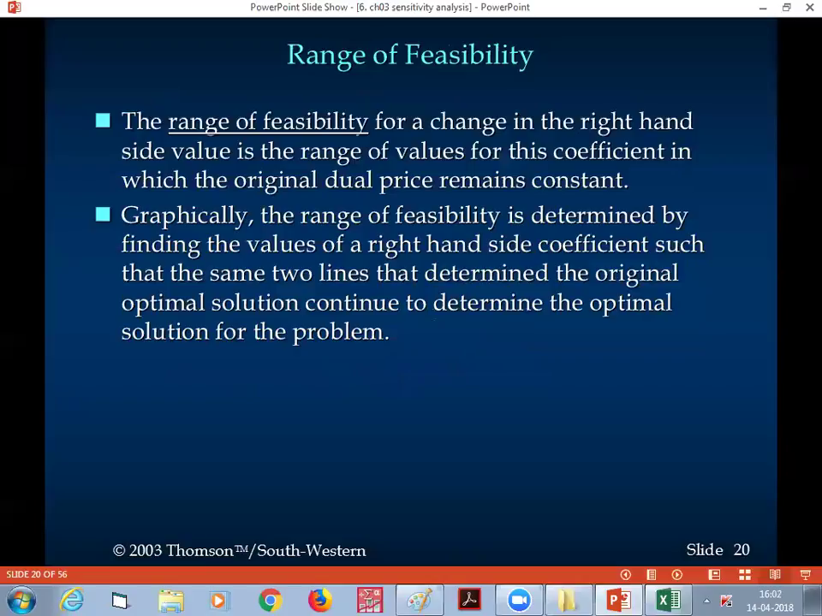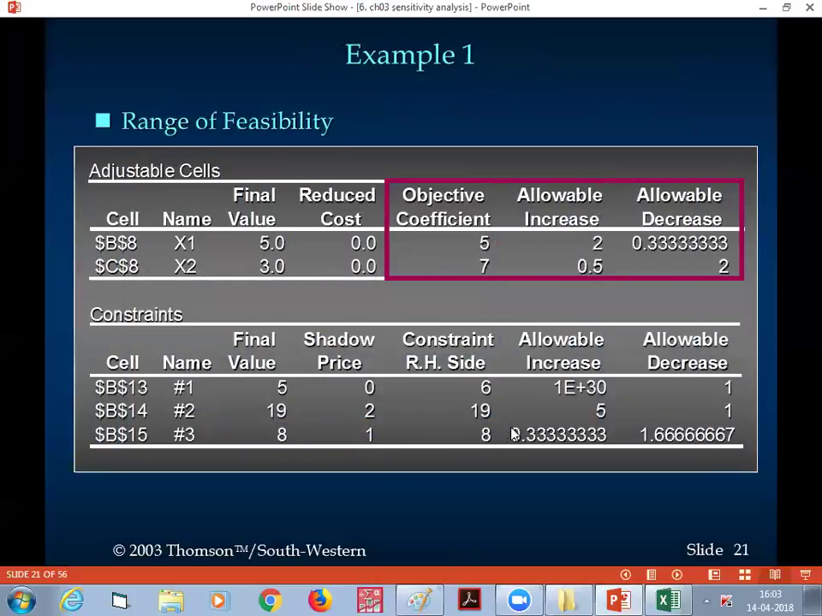Now, the range of feasibility is the range of values of the RHS bounds within which the dual values remain constant. Okay. So range of feasibility is determined by finding the values of a right-hand side coefficient such that the same two lines that determine the original optimal solution continue to determine the optimal solution for the problem.